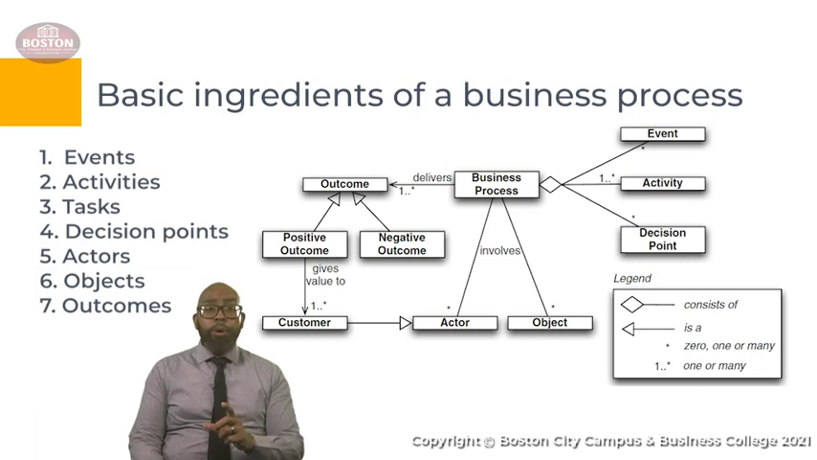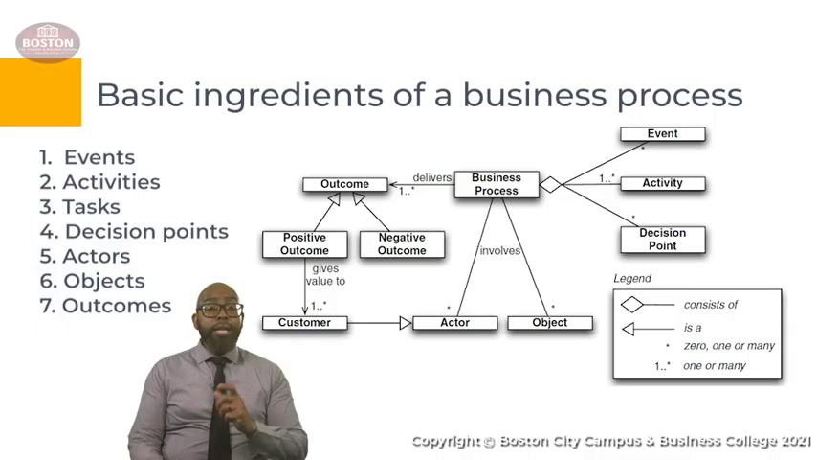Now, at this point, you can see on the diagram that a business process consists of or is made up of events, a series of one or more activities, and a combination of decision points.